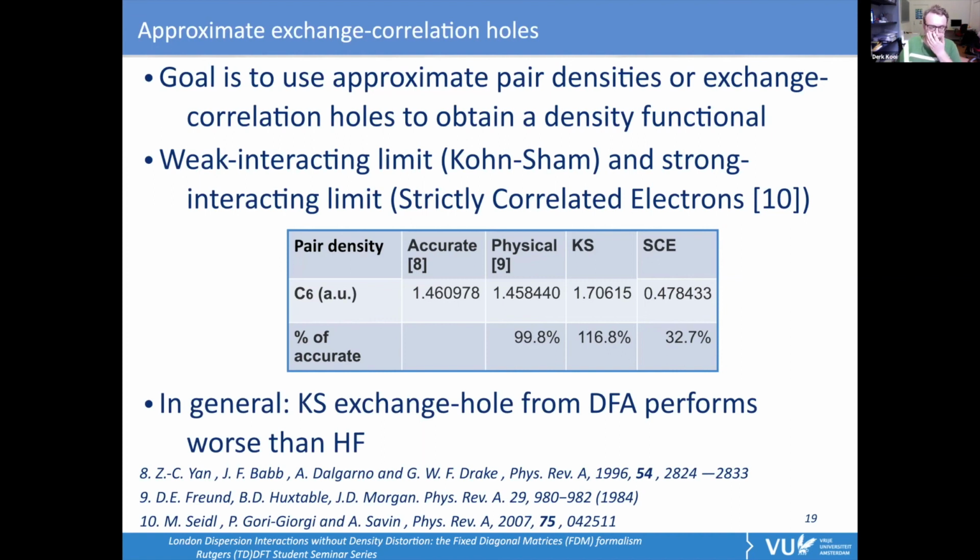Then we looked at not only helium-helium but more systems, and it turns out that the Kohn-Sham exchange hole from density functional approximations performs worse than Hartree-Fock does. So that is not a viable option.